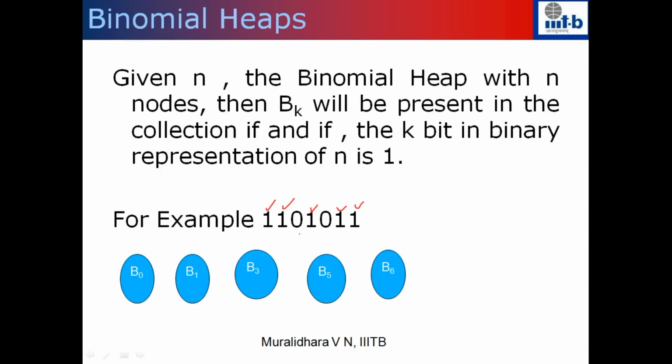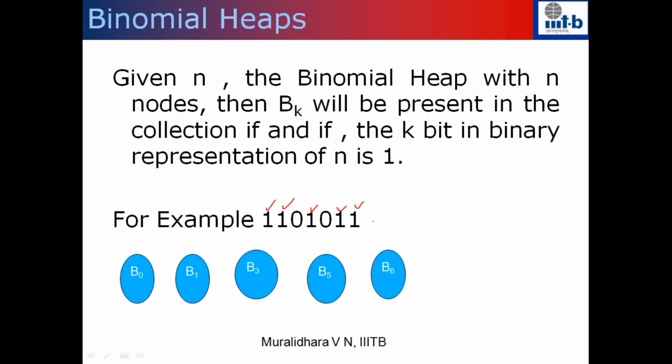Since this is a binary number, every binary number can be written as the summation of bi into 2 to the power i. So bi is either 0 or 1. If bi is 1, then you take a copy of BFi. If it is 0, then you don't take a copy of BFi.